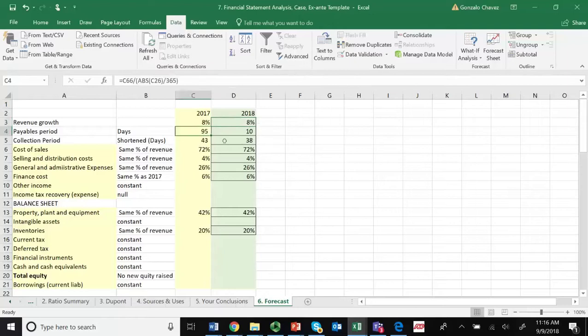The most dramatic one is the one that shows the payables period. This company was paying in 95 days. Now the question you're asking yourself is, if this company wants to get early payment discounts, it will have to pay in 10 days, because its early payment discount requires that it pay in 10 days or less. What does that mean as far as the funding needs for this company? Okay, so this is one assumption that dramatically changes from one year to the other. The rest, some of them are shortened, some of them remain the same.